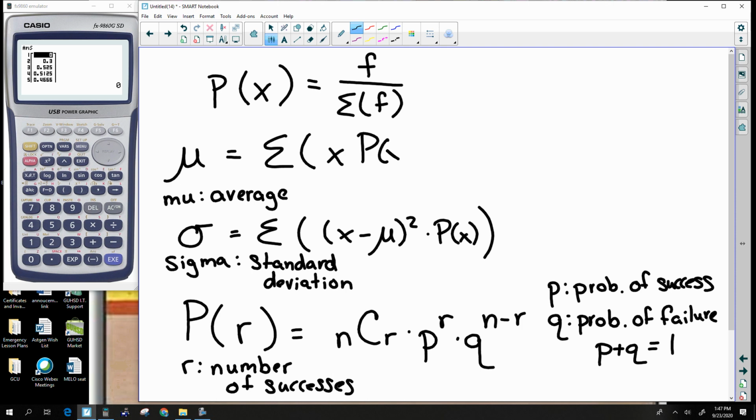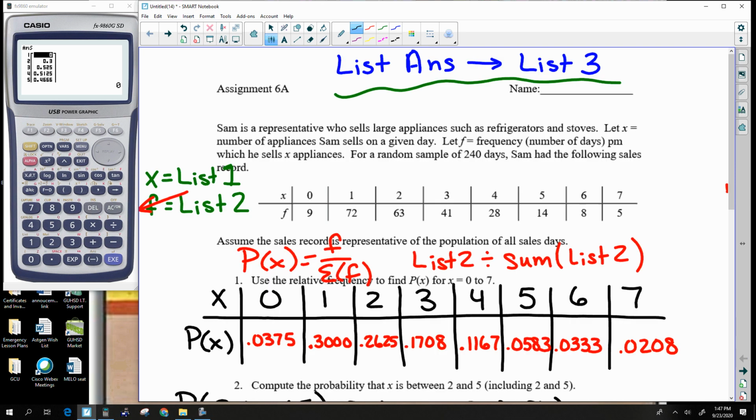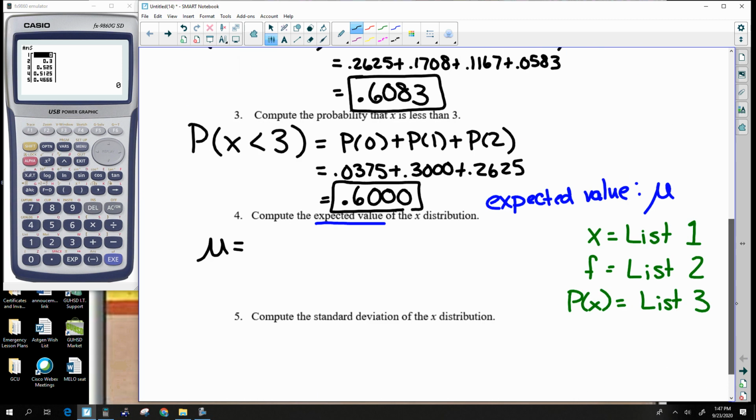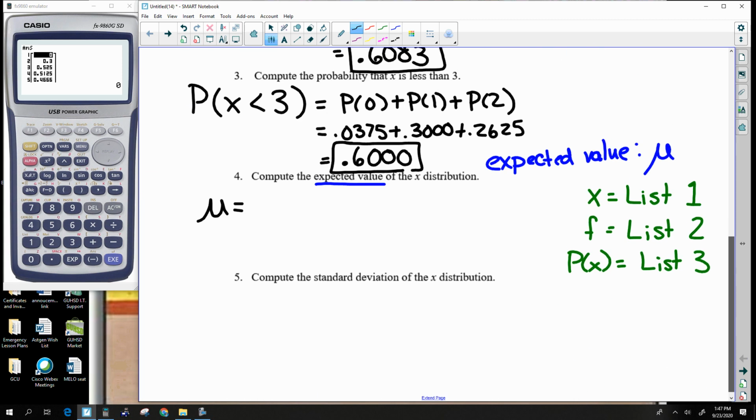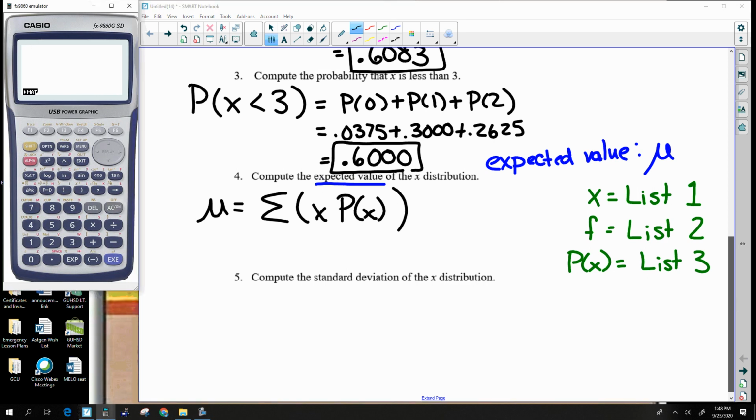Sorry. Missed the summation of that. So let's go back. Wrong formula. Close, but no cigar. So this is going to be the sum of xpx. That makes a lot more sense. All right, so let's take that one more time. So again, we still have list 1, list 2, list 3. And so this is going to be the sum of x, which is list 1, px, which is list 3. So that's sum of xpx.